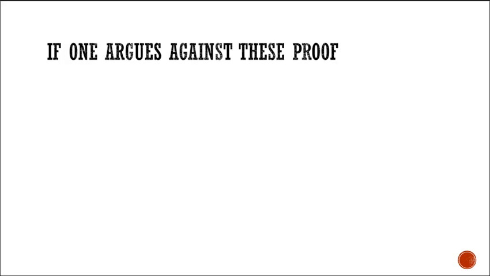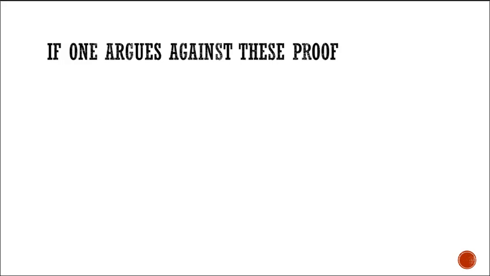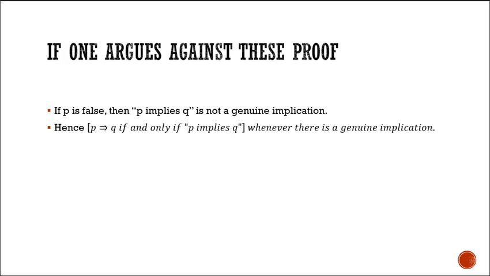If one argues against these proofs, which is probably because of having to assume that a proposition is true and false at the same time, then we cannot assure that if P is false, then P conditional Q if and only if P implies Q is a true statement. But we don't need to assure that, since in this line of argument, if P is false, then P implies Q is not a genuine implication. Therefore, the statement P conditional Q if and only if P implies Q is true whenever there is a genuine implication.